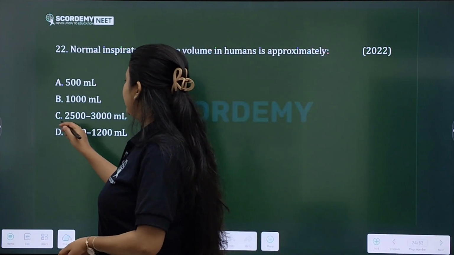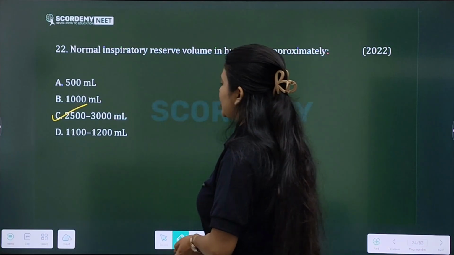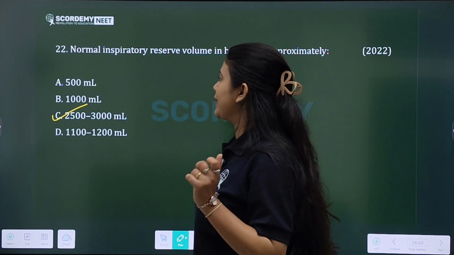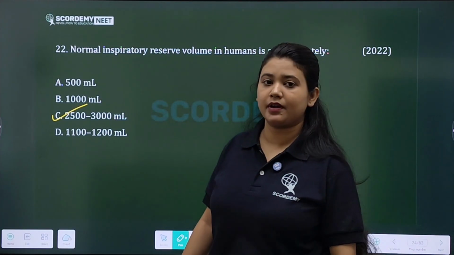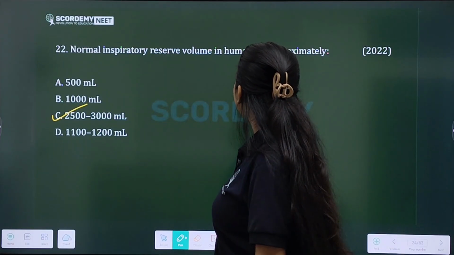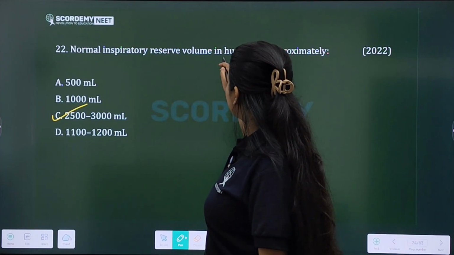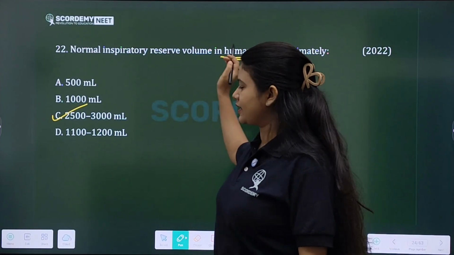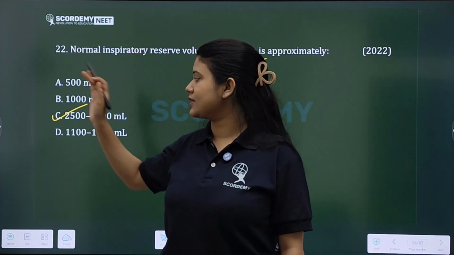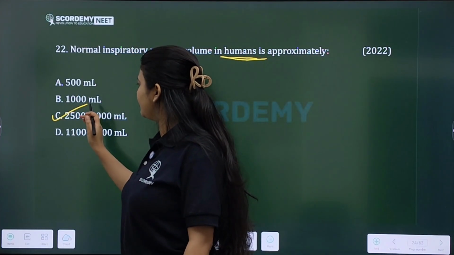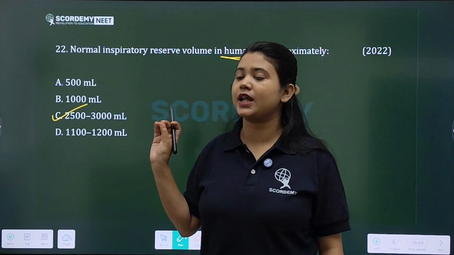So your answer will be option C, okay? 2500 to 3000 ml. This is your normal inspiratory reserve volume in humans. Here they have not specified a gender, so your answer comes in this category, that is 2500 to 3000 ml.